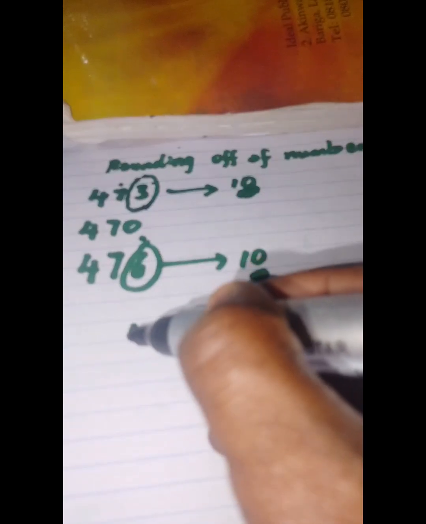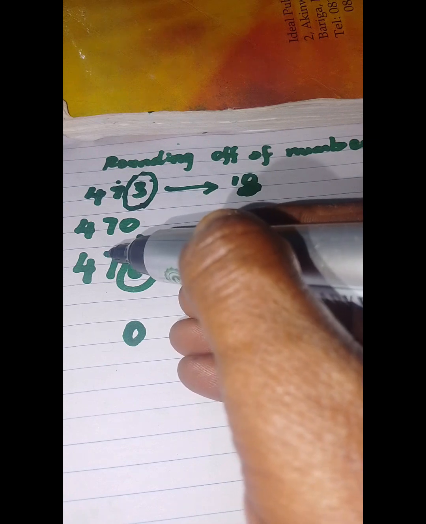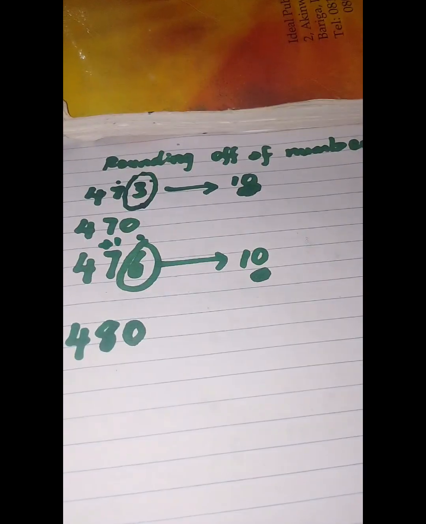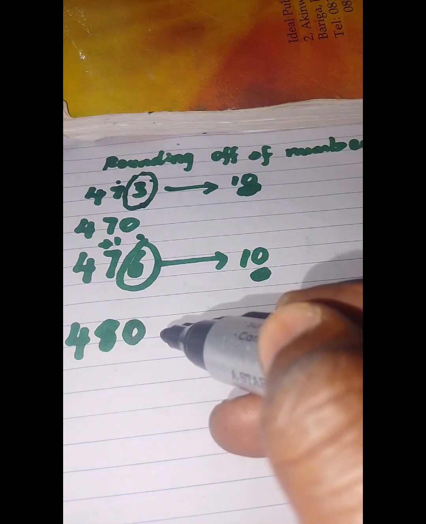So, before you write 0, you're going to add 1 to the neighbor, plus 1. It becomes 480. So that means that rounding off to the nearest 10, you've got 480. So this is my answer.